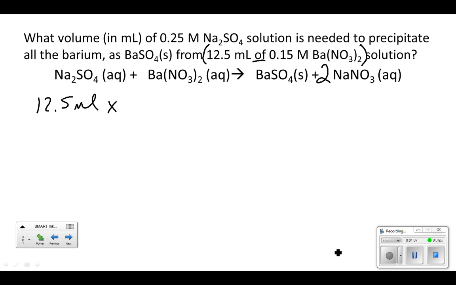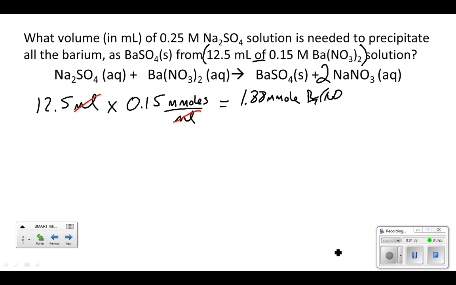12.5 milliliters times 0.15 big M. But remember, big M is defined as moles per liter. We could also define it this way: if we divide both moles and liters by 1,000, it'll be millimoles per milliliter. When I do that, the milliliters cancel out, and I'll end up in millimoles. When I do that calculation, it comes out to be 1.88 millimoles of barium nitrate. All right, so there's the next step.